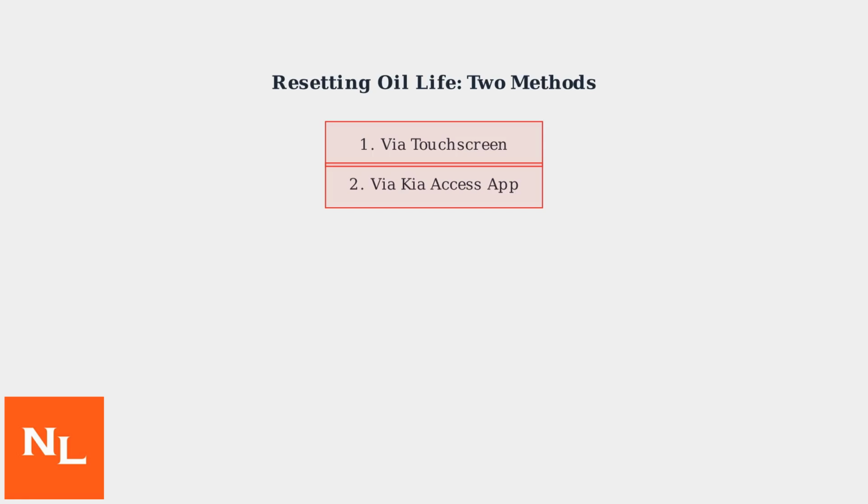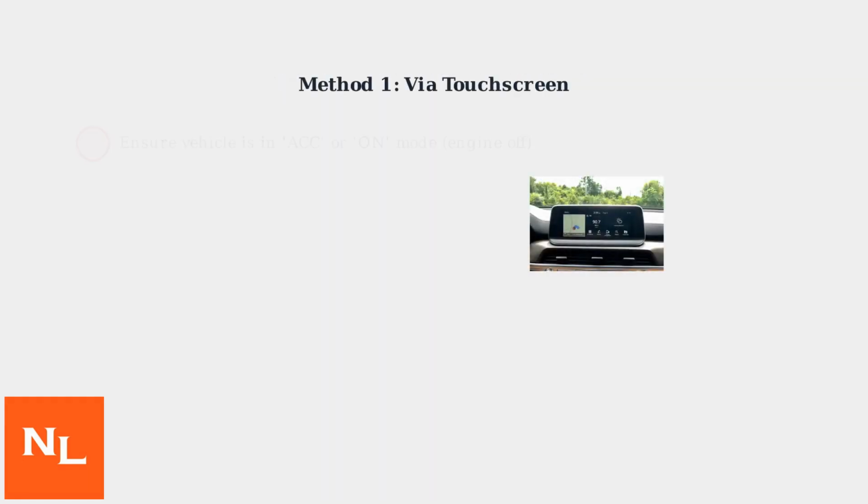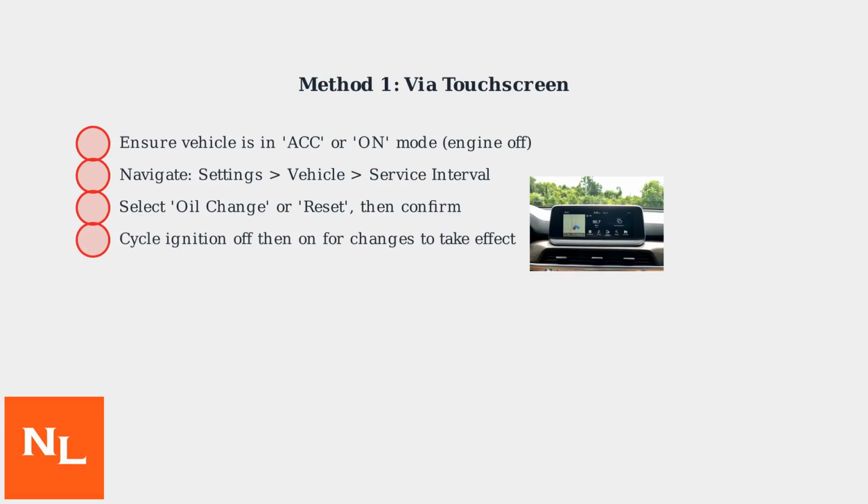The first is via the touchscreen, and the second is using the Kia Access app if your vehicle is equipped with Kia Connect. For the touchscreen method, ensure your vehicle is in ACC or on mode with the engine off. Navigate through the infotainment system to Settings, then Vehicle, then Service Interval. Select Oil Change or Reset and confirm your selection. Finally, cycle the ignition off and then on for the changes to take effect.